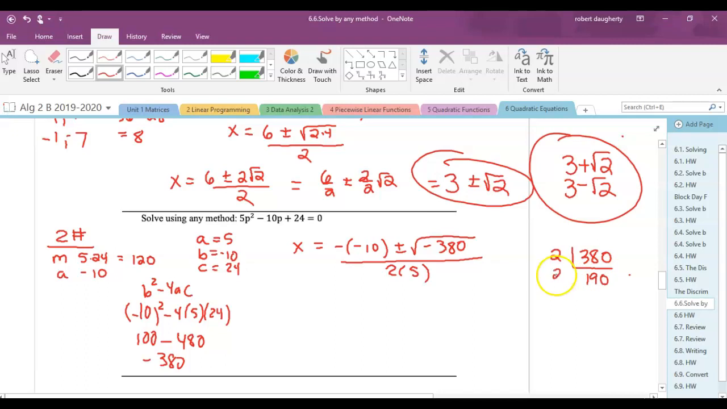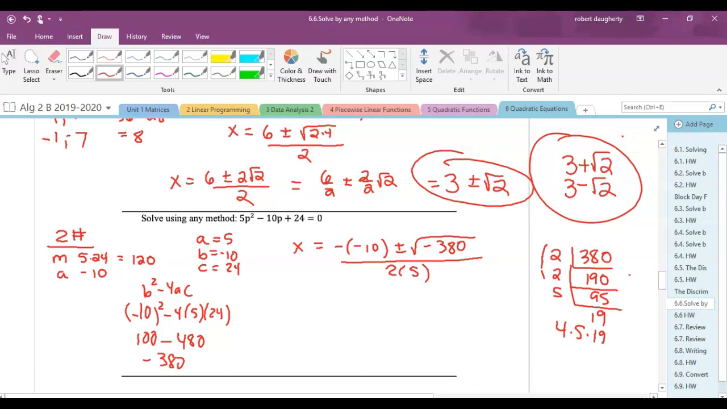Divide that by 2, and I get 95. That's divisible by what? 5. 5 will go into there, 19. Okay. So let's just check and see. What is 380? Is it 2 times 2 times 5 times 19? Yeah, that's 380. So if I'm taking the square root, what number is 2 times 2? 4. This is 4 times 5 times 19.